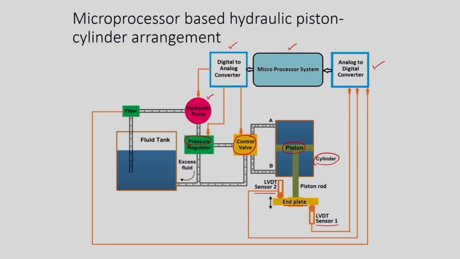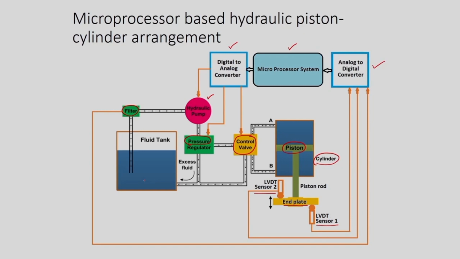The microprocessor is also monitoring the quality of the hydraulic fluid which is being used by monitoring the signals coming from the filter. If the fluid is contaminated, if it has many physical particles that may clog the system, that may harm the system, then the microprocessor will give the alarm. It will ask the operator to change the fluid.